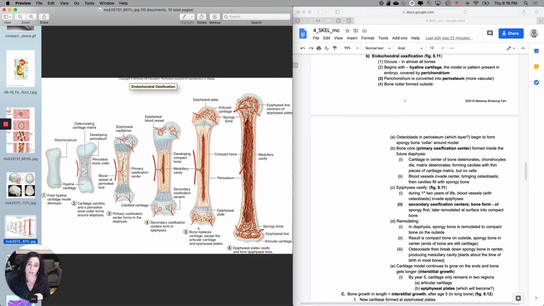And remember, articular isn't the type of tissue. It's sort of the function or location. So it was hyaline cartilage and it never ossified, and now it's still hyaline cartilage. It's called articular cartilage because it's used for forming joints.